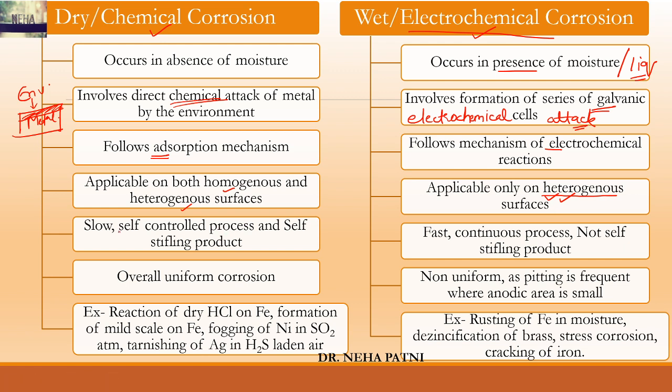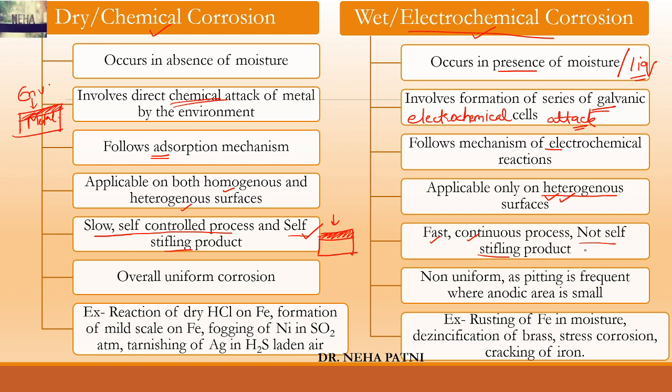Coming to the next point, dry corrosion is a slow corrosion. It's a self-controlled process with self-stifling products, right? While wet corrosion is fast, it is continuous, and the products are not self-stifling. What do we understand by self-stifling? It means they settle where they are formed. So in dry corrosion they settle where they are formed. If this is a metal and the oxygen reaction occurs, a metal oxide is formed, so it settles right here where it is formed, right? There will be the product.